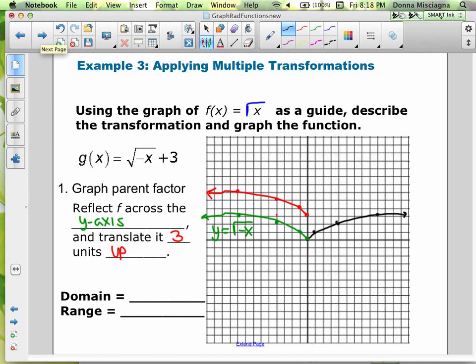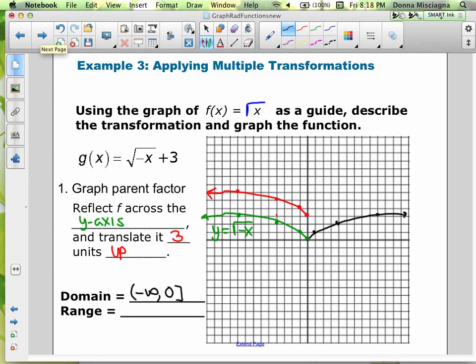Our domain. Now I have no positive numbers. There's nothing for the graph on the positive side. Nothing but negatives, because I need to plug a negative in there to get something positive. And we can plug in 0, which would just give us the square root of 0.